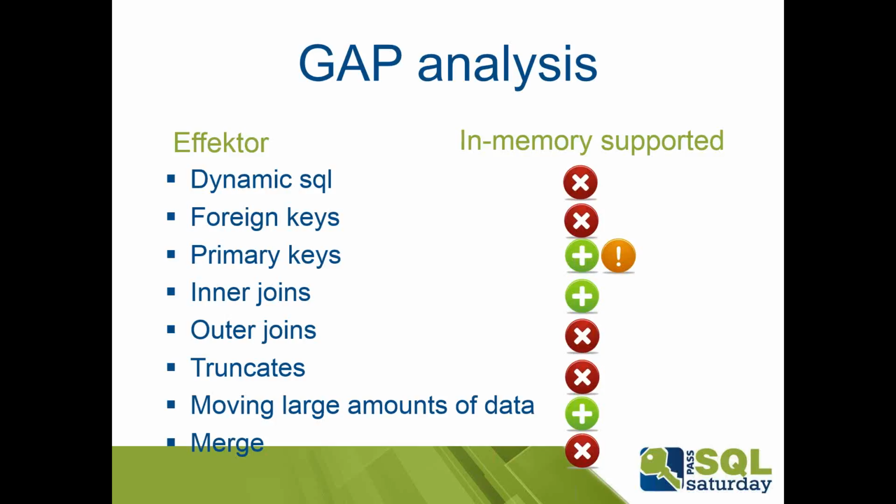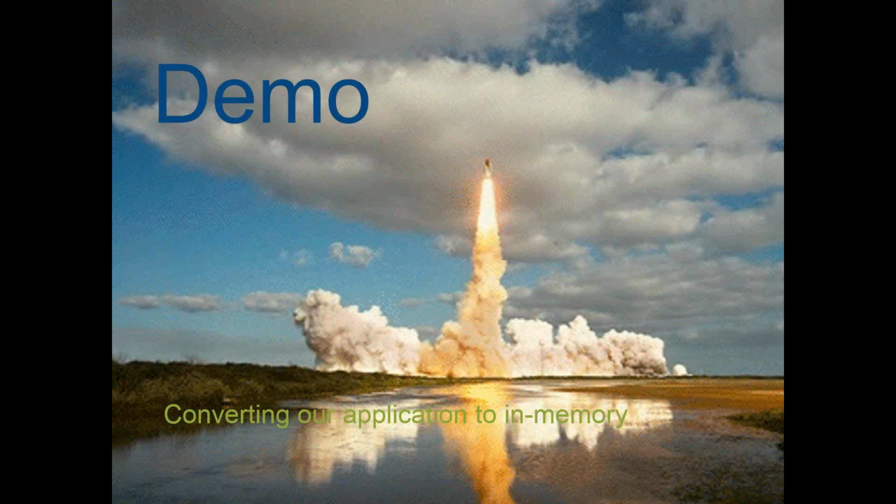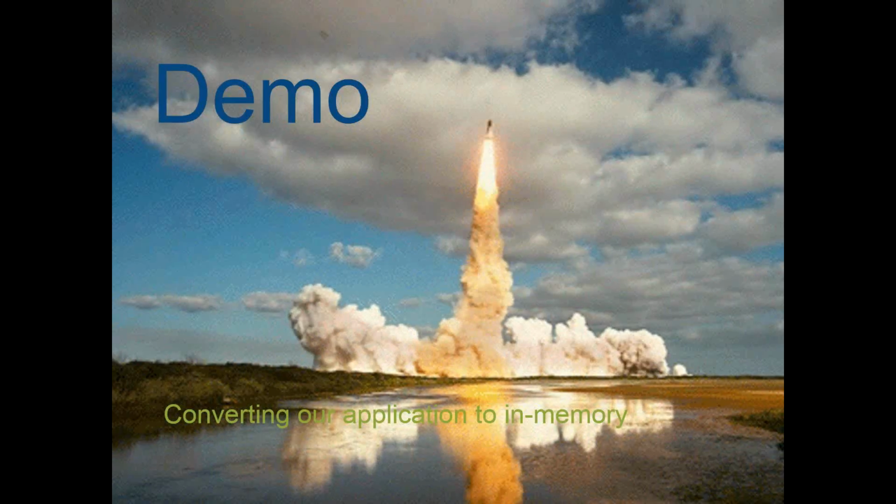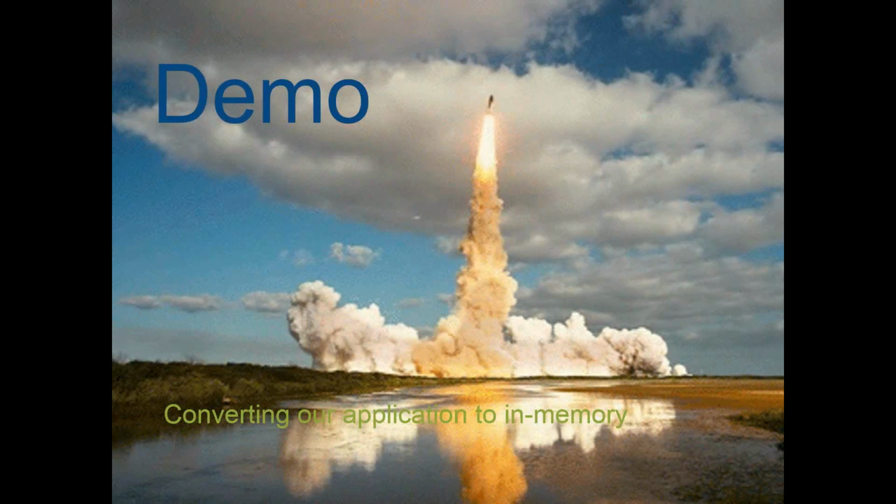We were moving really, really large amounts of data, and that is something this technology is really good at, but it was relying heavily on merge. So our main issues with moving the application to memory optimized tables were the outer joins and the merge statements. So let's go and see what you can do to overcome that, mainly because merge is actually still not supported within 2016.